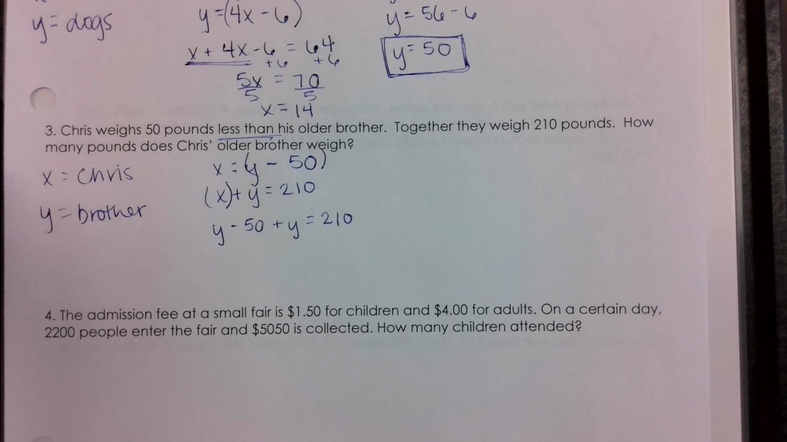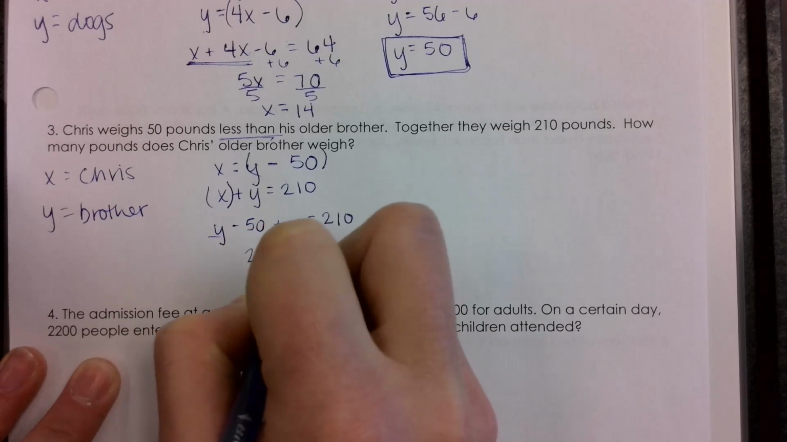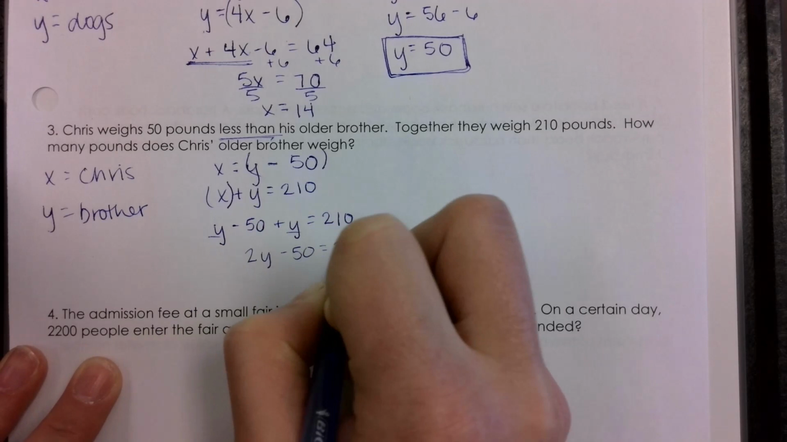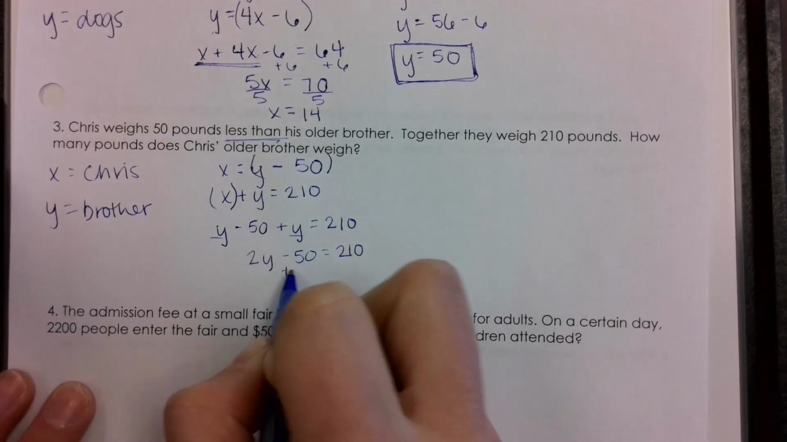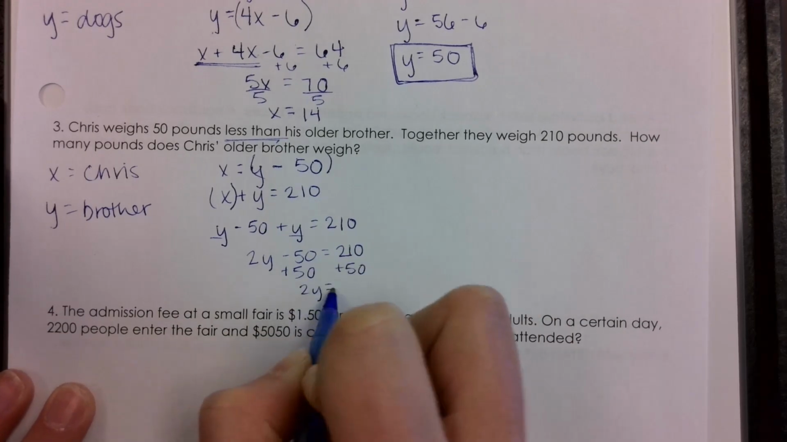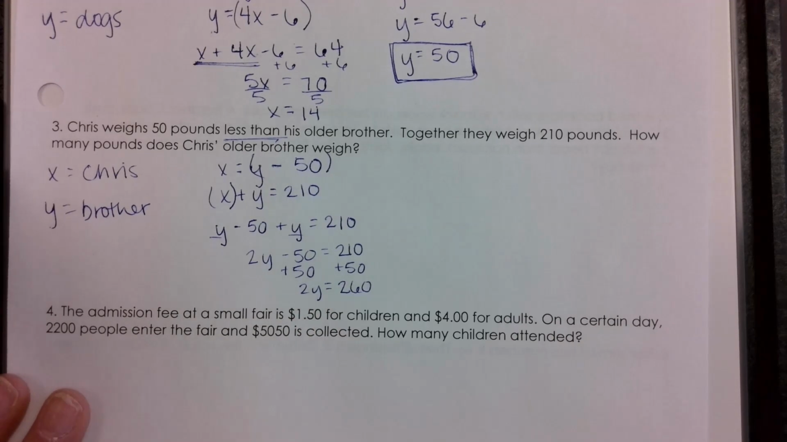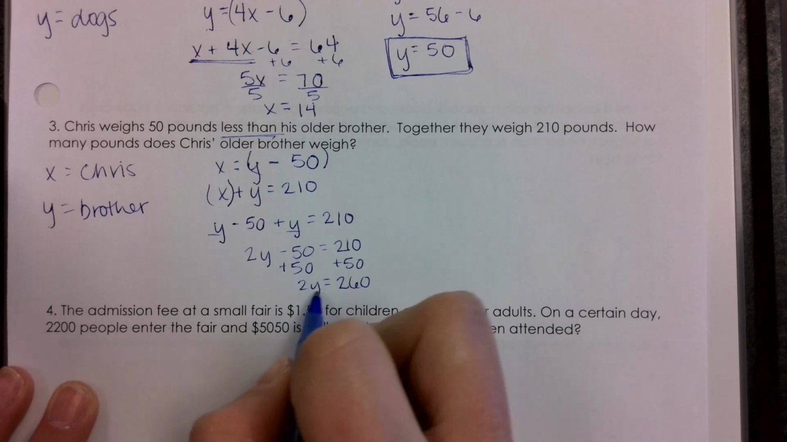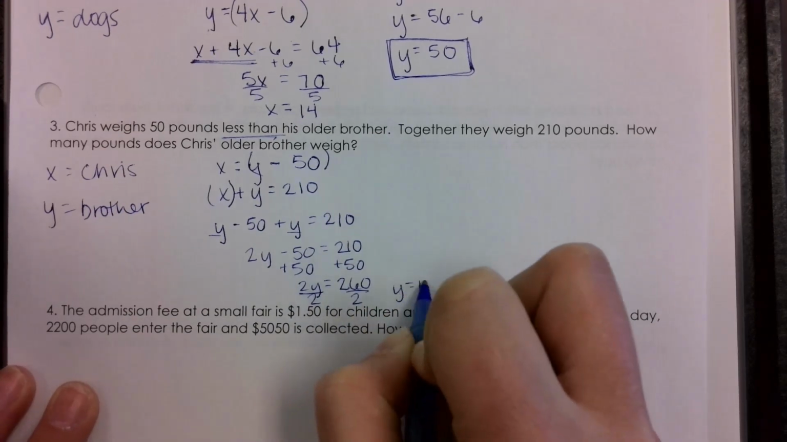To solve that equation, what do we need to do? What's y plus y? 2y. From there, add 50. So 2y equals, what's 210 plus 50? 260. What's our last step? Divide by 2. And what do we get for y? So we know that y equals 130.